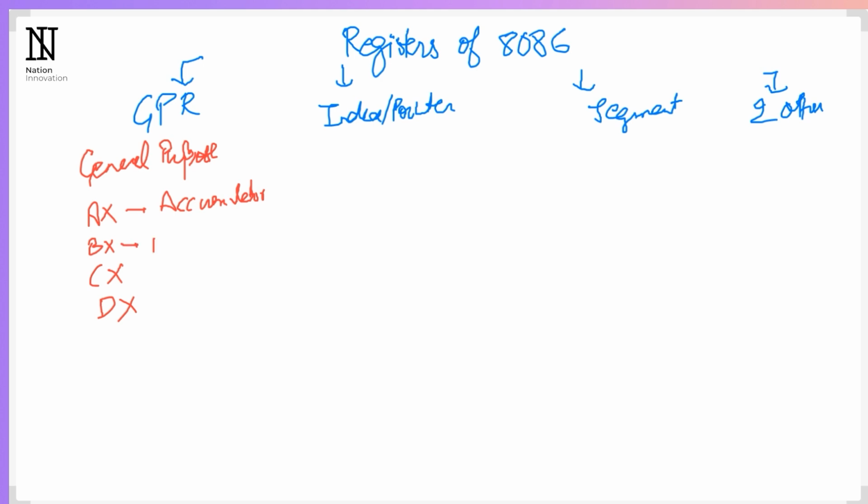BX is the base register, and it usually contains a data pointer used for base indexed or register indirect addressing. CX stands for count register. It is used for looping instructions, and shift and rotate instructions. So CX is used for counting purposes. DX represents the data register. It can be used as a port number in input output operations.